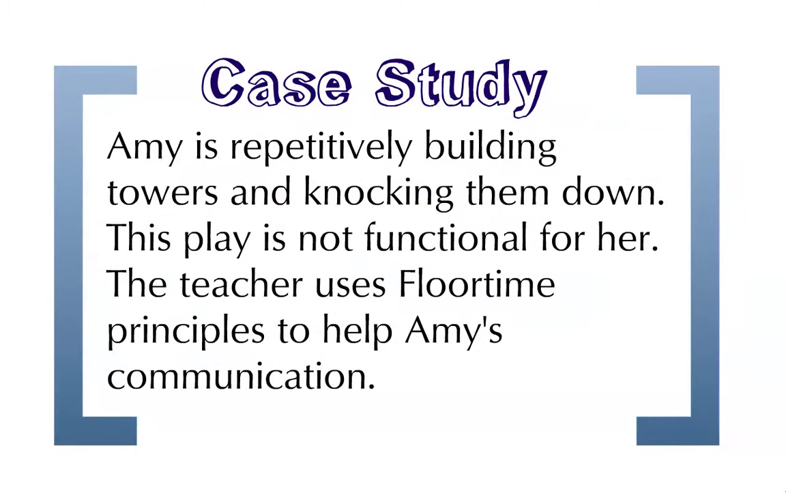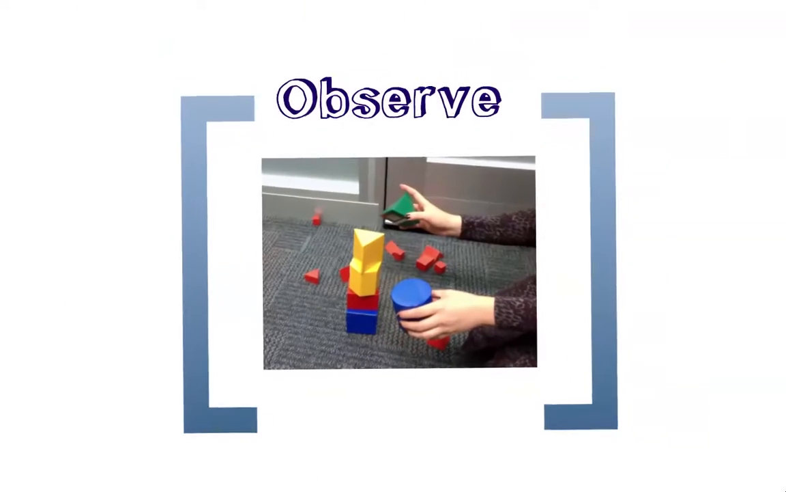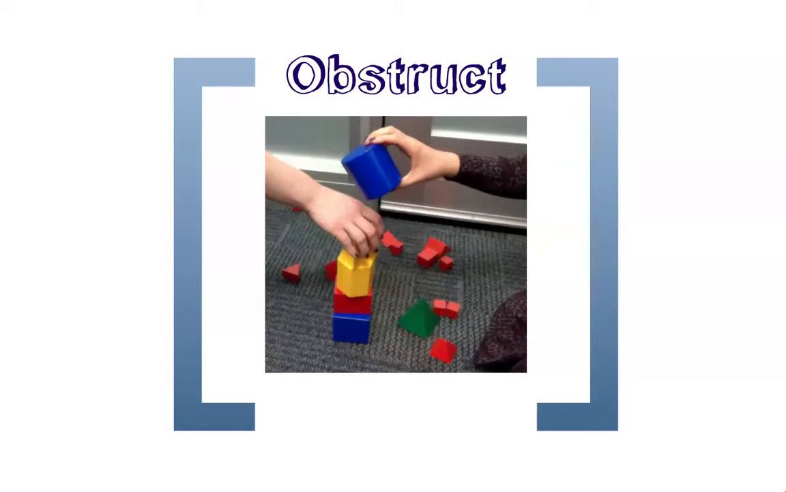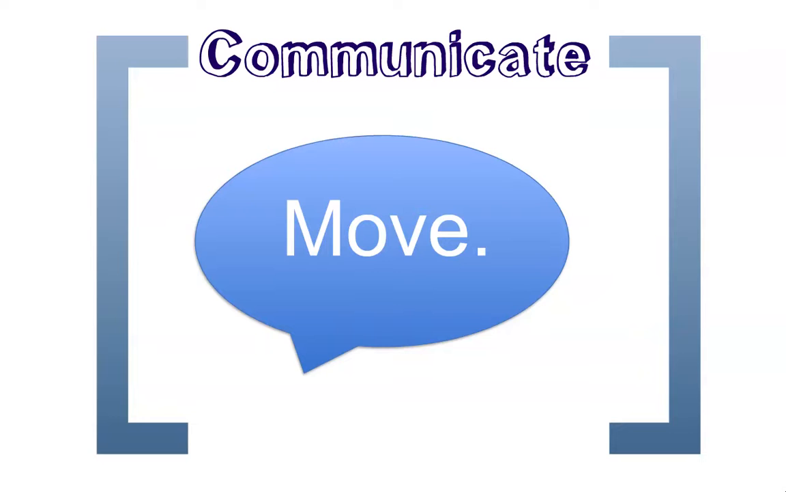Amy is repetitively building towers and knocking them down. This repetitive play is not functional for her and does not include communication attempts. Her teacher first observes Amy's play, and then she obstructs it by putting her hand over the top. By blocking the path to her tower, Amy's teacher encourages Amy to communicate. Amy becomes frustrated and attempts to move her teacher's hand. The teacher persists and removes her hand only when Amy says, "Move." Removing the sabotage then acts as a natural reinforcement for communication.